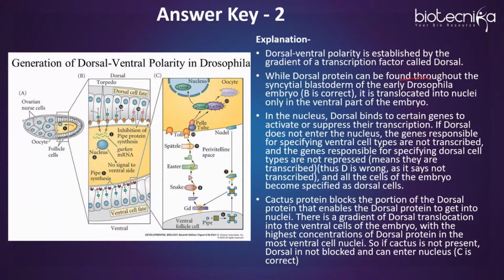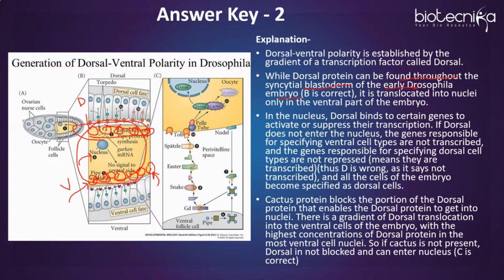So while dorsal protein can be found throughout the syncytial blastoderm of an early Drosophila embryo, dorsal is present all over. But later, what happens when the embryo gets fertilized? It will make many cells, right? Right now it is in the egg form, but later it will make many cells. So if dorsal is present free over this side, then it will enter the nucleus of all these cells. But over on the dorsal side, it will not enter the nucleus. So the cells where it doesn't enter the nucleus will form the dorsal cells, and the ones where they enter the nucleus will form the ventral cells.